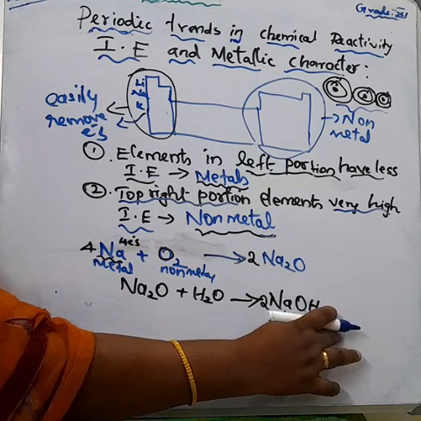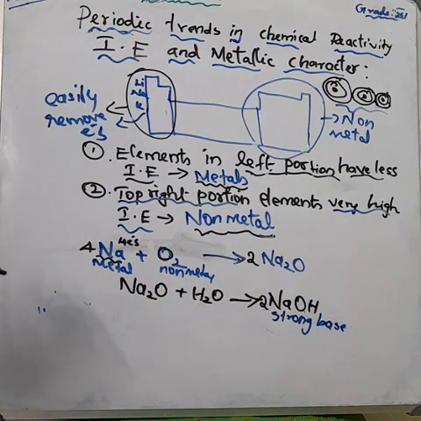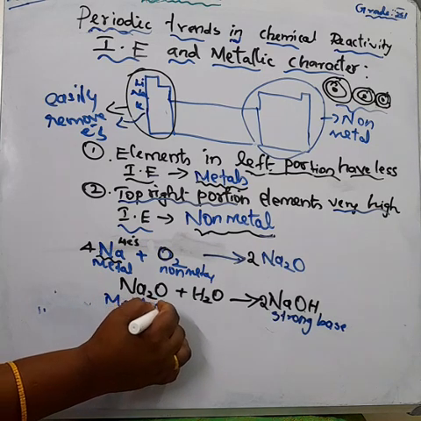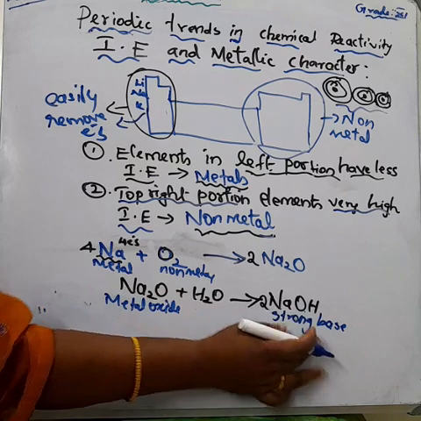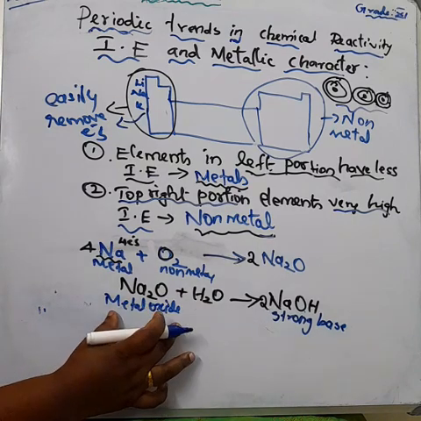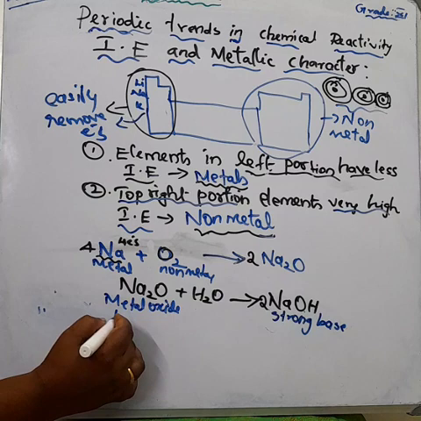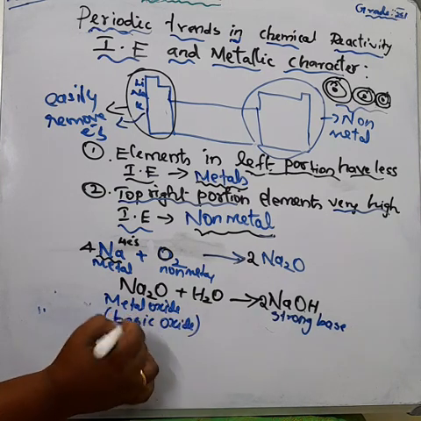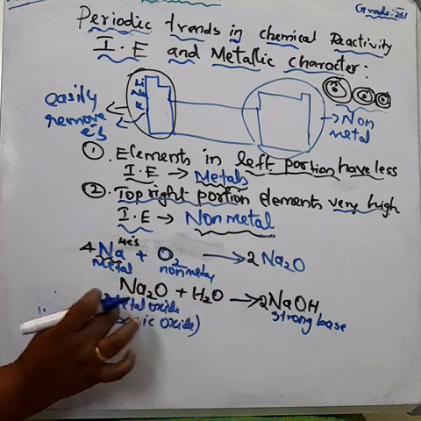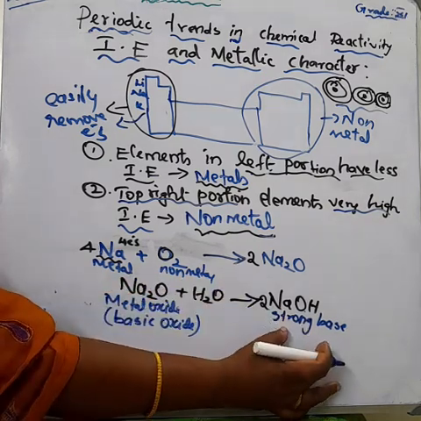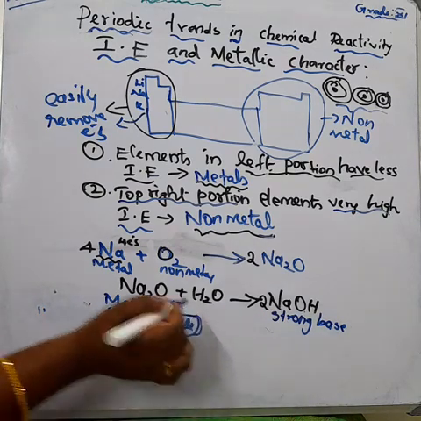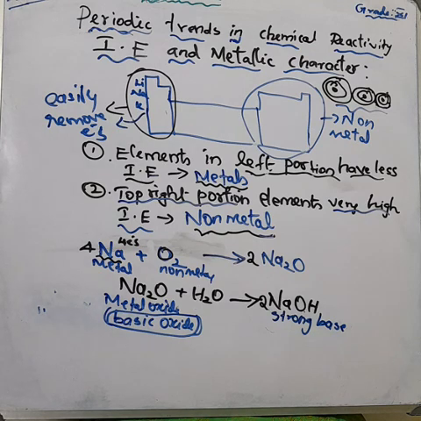When a metal oxide forms a strong base with water, that oxide we call a basic oxide. Important question, note it down: what do you mean by basic oxide? When a metallic oxide combines with water to form a strong base, that metallic oxide we call a basic oxide.